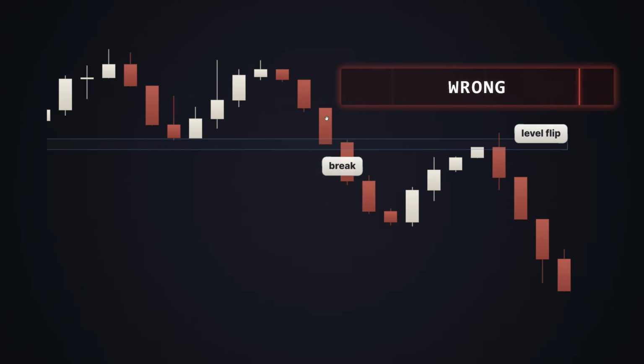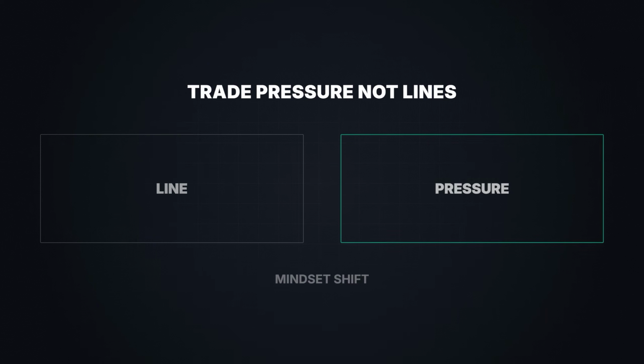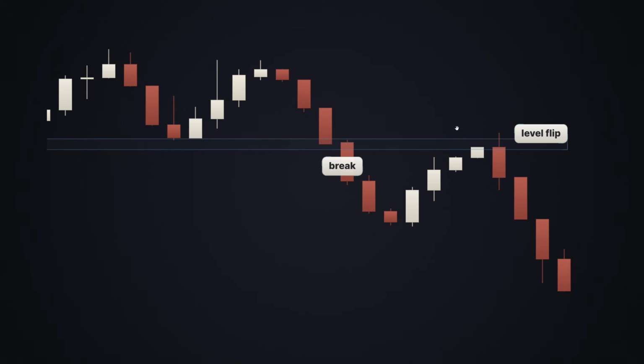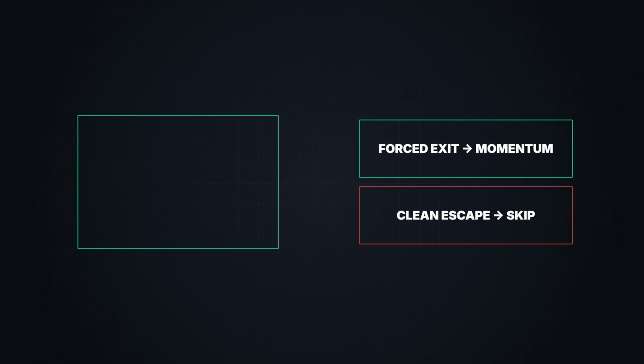Price moves faster when traders on the wrong side are forced out through the same level. This is your mindset shift. You are not trading a line. You are trading pressure. If those trap traders are forced to exit through the same level, momentum can continue. If price gives them room to escape cleanly, I skip the scalp.